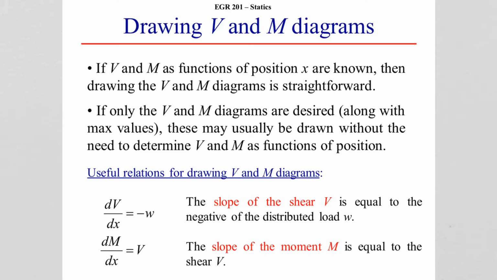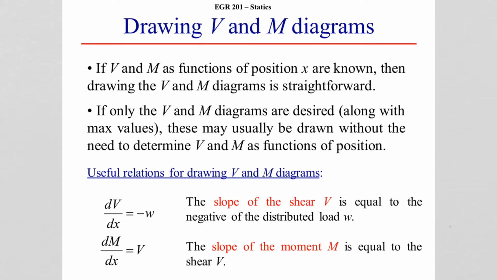Okay, in this section, I want to look at being able to draw shear and moment diagrams, knowing the relationships that we found with integration, knowing how we find slopes and everything. How can we do this without a lot of calculations and some things just by observance, right? So if the shear and moment as a function of position x are known, then drawing shear and moment diagrams is straightforward, and we just did that.